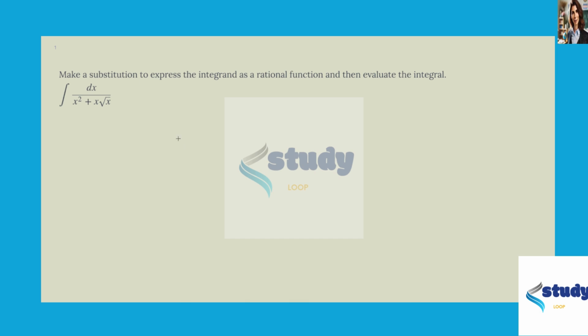Let's evaluate the integral by first using a substitution and then possibly using partial fraction decomposition for the rational function. So here, let's take u to be square root of x, which we can write as u squared equals x. And taking a differential on each side, 2u du equals dx. So we can replace dx in the integral with 2u du.